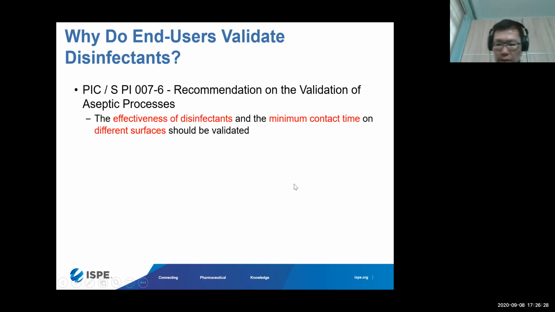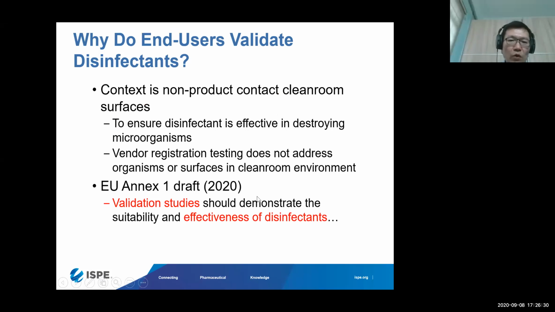So if you look at the regulations, EU Annex 1 mentions that validation studies should demonstrate the suitability and effectiveness of the disinfectants. This EU Annex 1 is the latest draft 2020. So hopefully this will be approved for next year. So we mentioned that the validation studies will need to be conducted to demonstrate the effectiveness of the disinfectants.